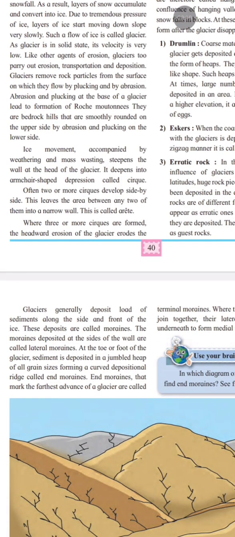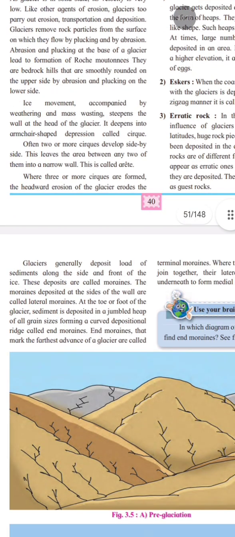Glaciers also deposit sediments along their sides and at the fronts, and these deposits are called moraines. There are lateral moraine, end moraine, terminal moraine, and medial moraine. What is lateral moraine? Deposits alongside a glacier are called lateral moraines. End moraine: deposits at the toe or front of a glacier form an end moraine. Terminal moraine: the end moraine marking the farthest advance of the glacier is called terminal moraine.